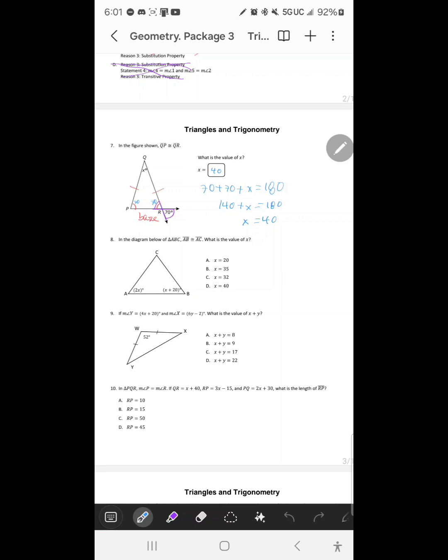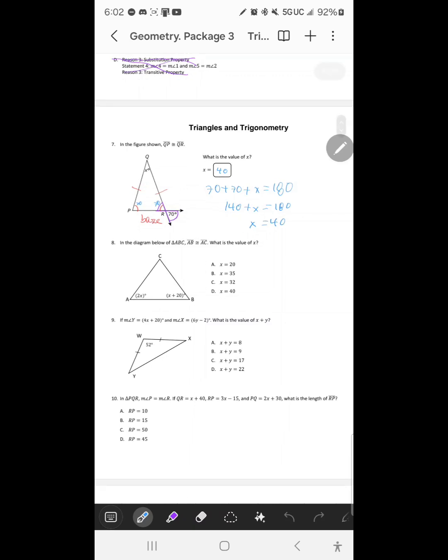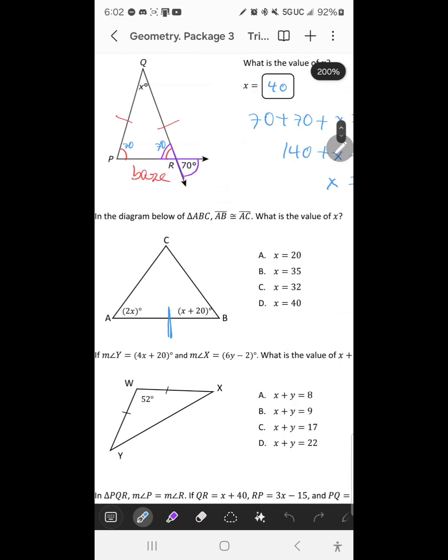But for now, I'm just going to continue reviewing. Sorry about that. What we left. So let's do exercise 8. In the diagram below, triangle ABC, AB is congruent to AC. So let me do that. AB is congruent to AC. What is the value of x?